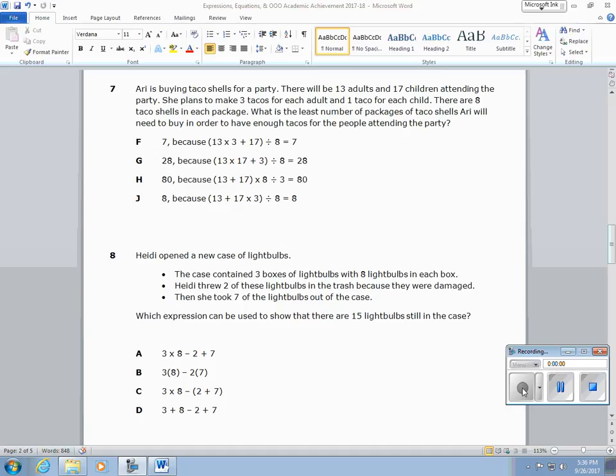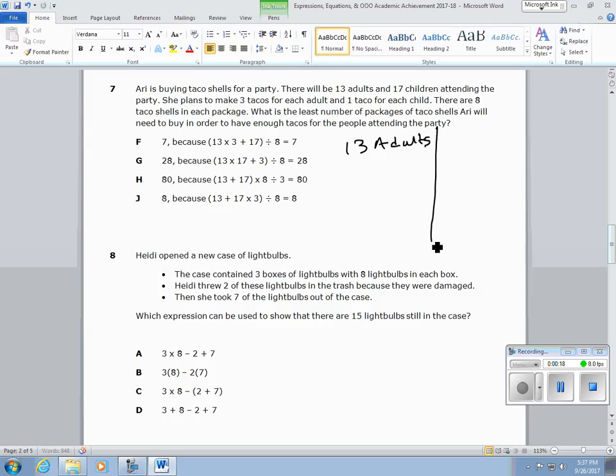Question 7 says Ari is buying taco shells for a party. Okay, so let's interpret this. There will be 13 adults and 17 children attending the party. So let's do our columns. We have 13 adults, okay, and then we have 17 children. Okay, so there's our two columns.